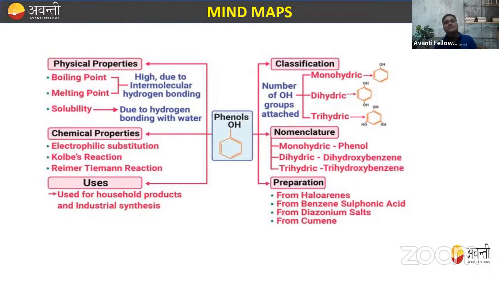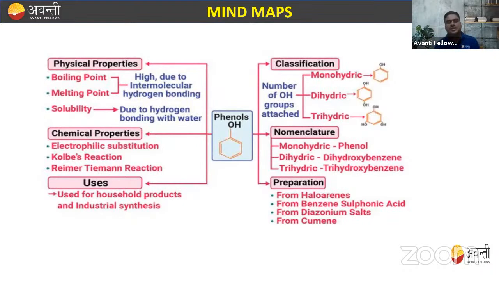And the classification of phenol is also on the basis of number of OH groups attached. If only one OH group is attached, then it is known as monohydric. If two, then it is known as dihydric. If more than two, or we say three OH groups are attached, then it is known as trihydric. Right? So for monohydric, the name is phenol. Similarly for the dihydric and the trihydric.